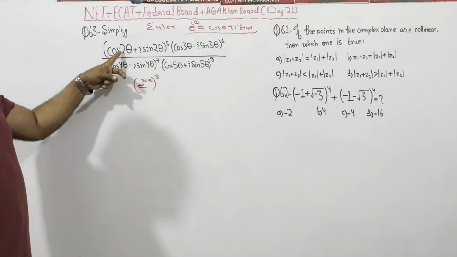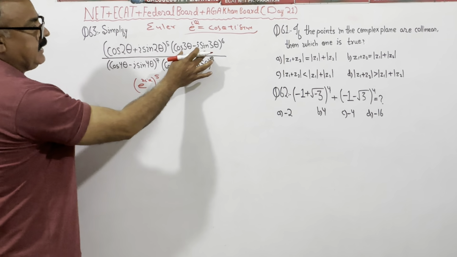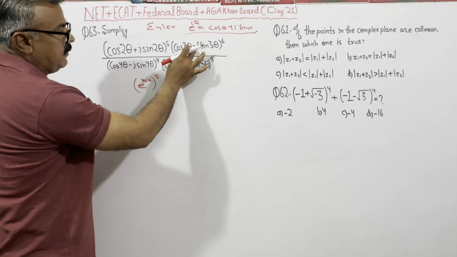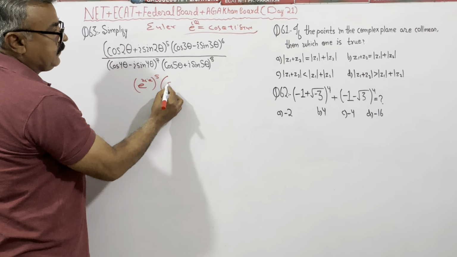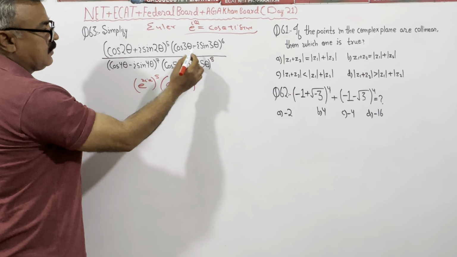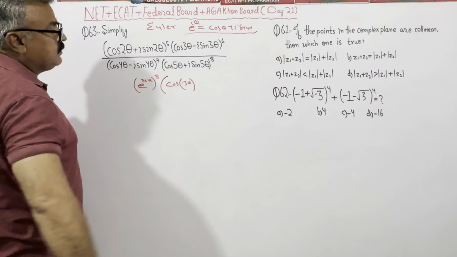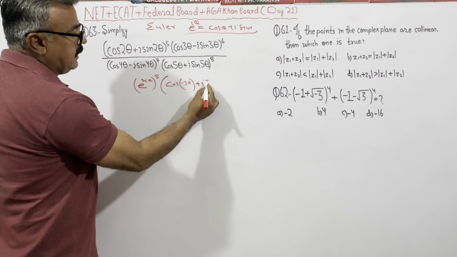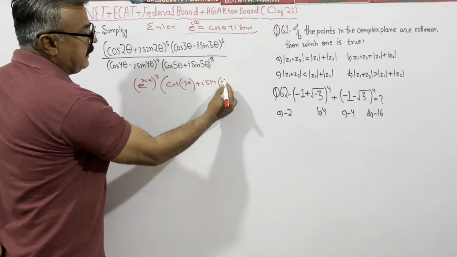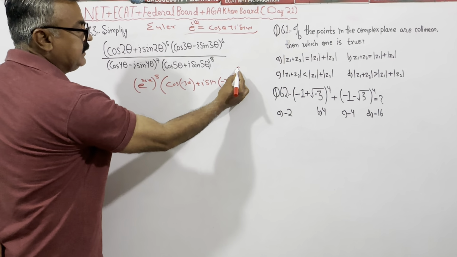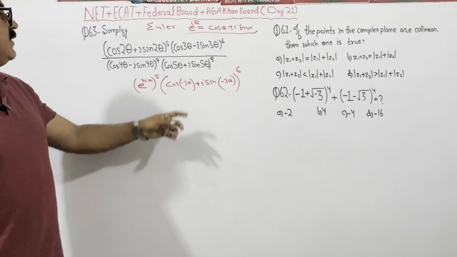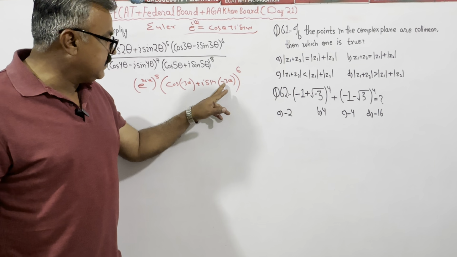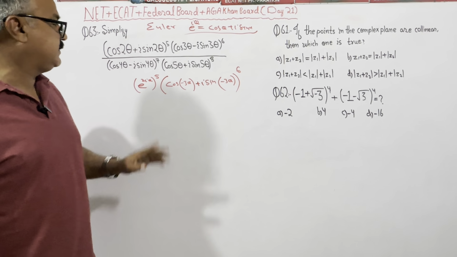E raised 2 iota theta overall power 5. Here it is not the situation, the middle symbol is negative. Make this symbol positive. We can write cos minus 3 theta, by virtue that cos is an even function, so minus doesn't affect here, plus iota sine negative 3 theta raised 6. This minus automatically vanishes because cos is an even function. Sine is an odd function, the minus will remain here.